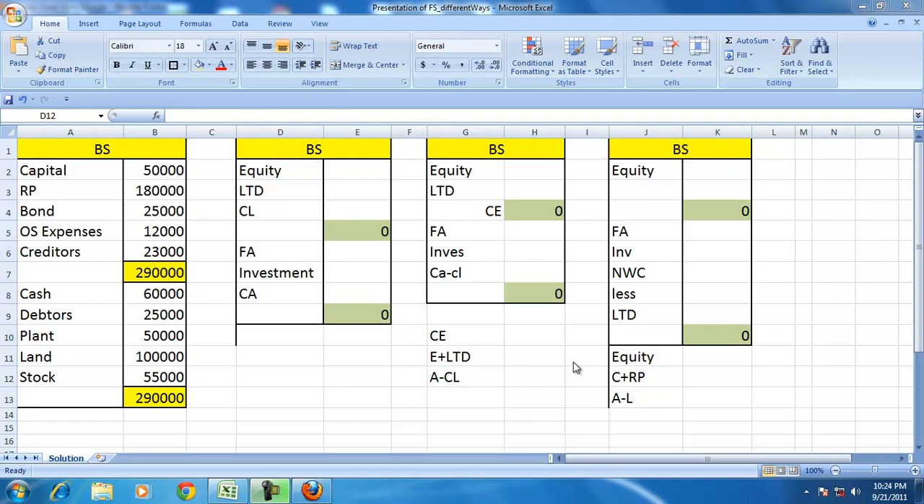Hello and welcome to our discussion on the financial statements. In this, I'd like to take an example of a balance sheet with most of the information given there.